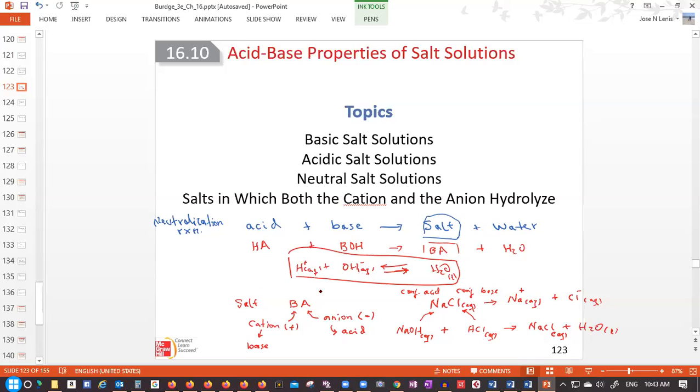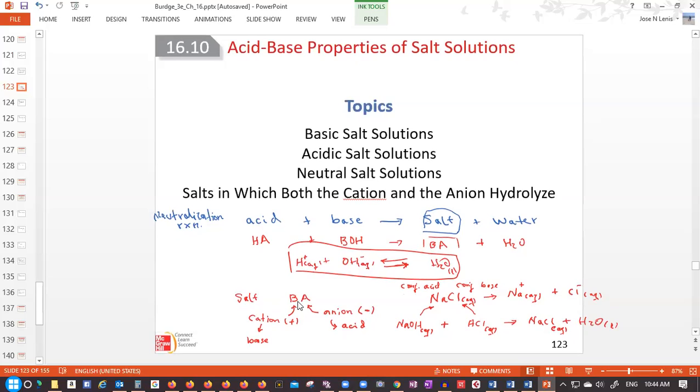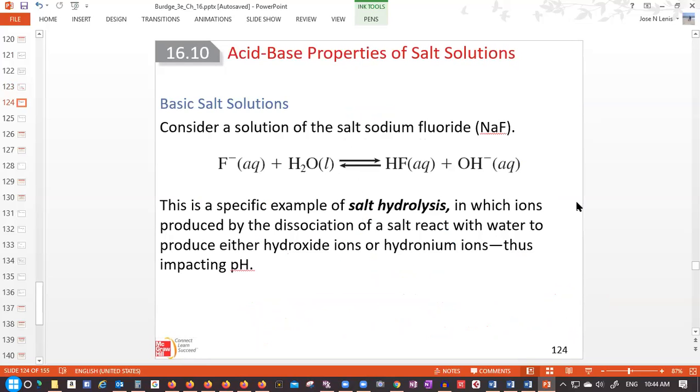So that's the analysis we need to make every time we have a salt. What is the nature of the salt? What acid, what is the strength of the acid making or giving the anion in the salt? What is the strength of the base producing that cation, that conjugate acid? So let's do some examples. Let's check this one.